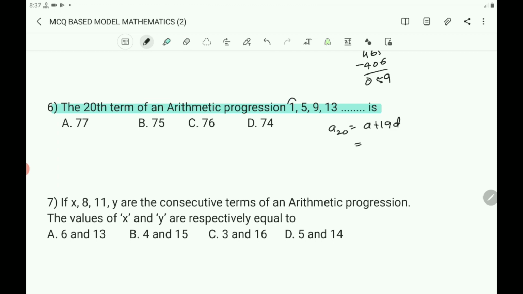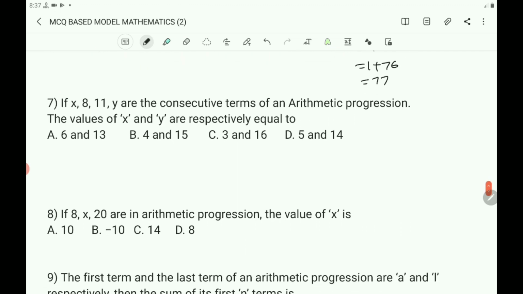Then A is what? A is 1 plus 19. D is 5 minus 1. 5 minus 1 is 4. Then you will get 1 plus 19 times 4 is 76. That is equals to 77. So here the option A is the answer. 77.